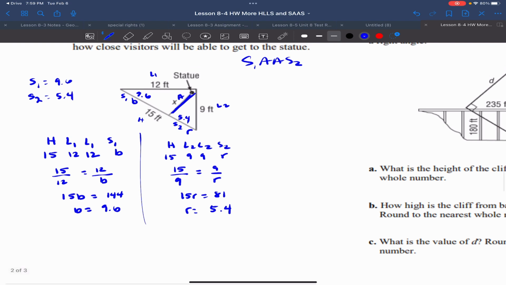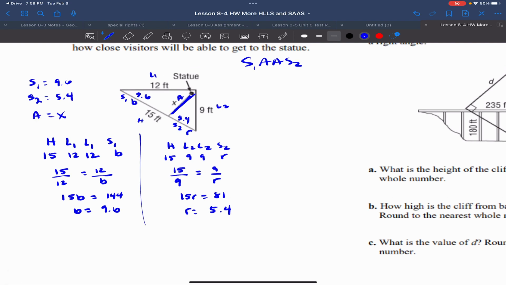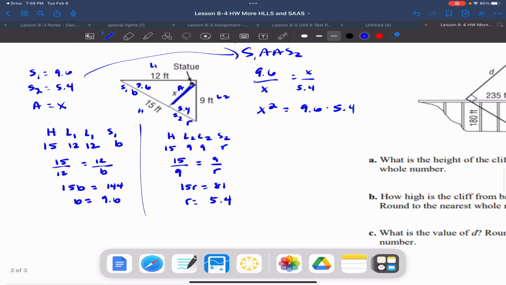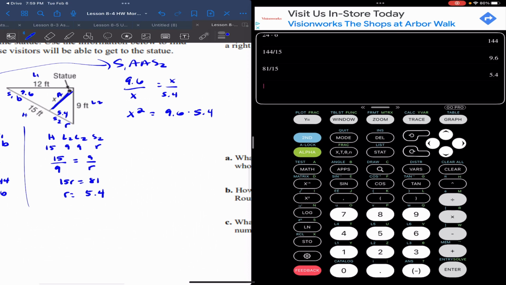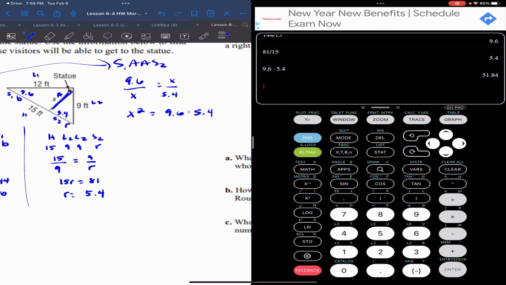So then we know that the altitude is just x. I'm going to use this: 9.6 over x equals x over 5.4. So x squared equals 9.6 times 5.4. I'm going to be relying on this calculator. 9.6 times 5.4 is 51.84. I am not going to simplify that. In fact, I'm just going to take the square root of that whole thing, so that's the square root of 51.84.